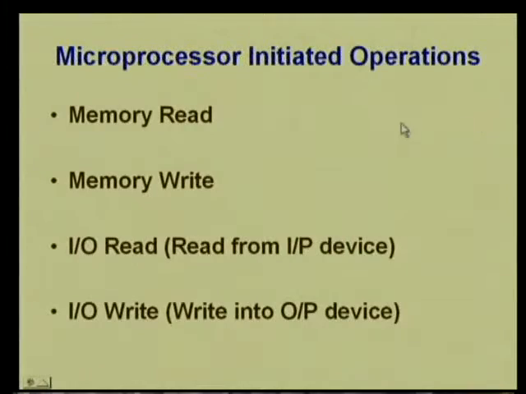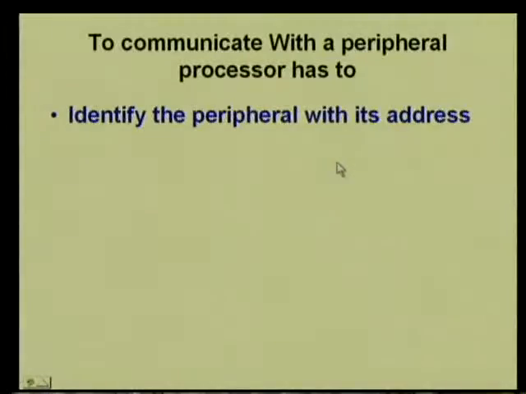So these are the four machine operations that the processor can perform. That is memory read or memory write, input device read or output device write. To perform these four operations, the processor has to identify the peripheral with its address. Then, after identifying the peripheral with which it has to communicate, the processor transfers the data either from processor to peripheral or peripheral to processor.